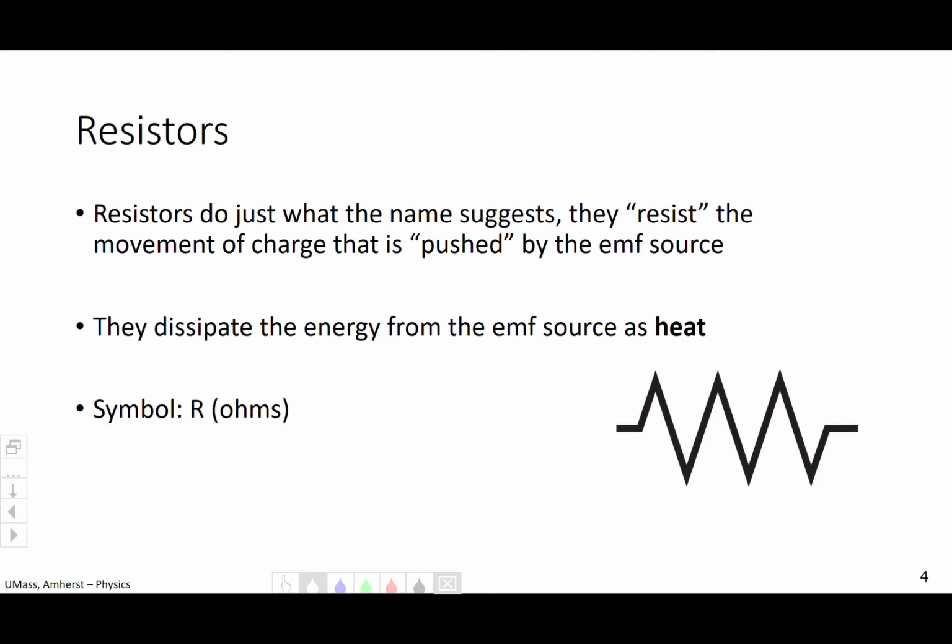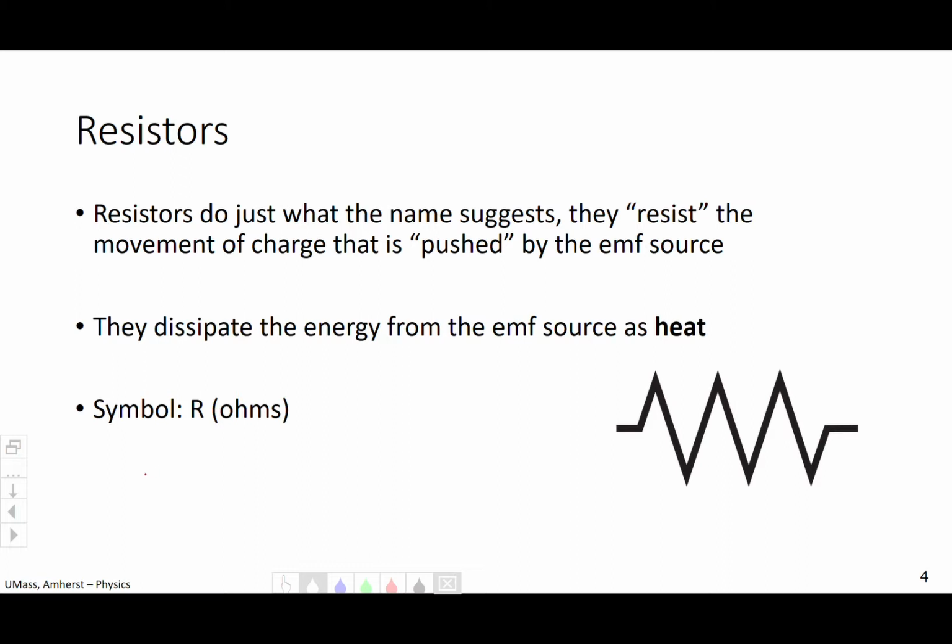Okay, the most basic element in a circuit, other than the source of EMF, is a resistor. Resistors do literally what their name suggests. They resist the movement of charge that is quote-unquote pushed by the EMF source, and they dissipate energy from the EMF source as heat, normally. We are going to see the resistor symbol right here. If we are going to draw a circuit, we will see an example of this momentarily. We are going to use this jagged line as a symbol for a resistor. The symbol for a resistor is R, in ohms, O-H-M-S.